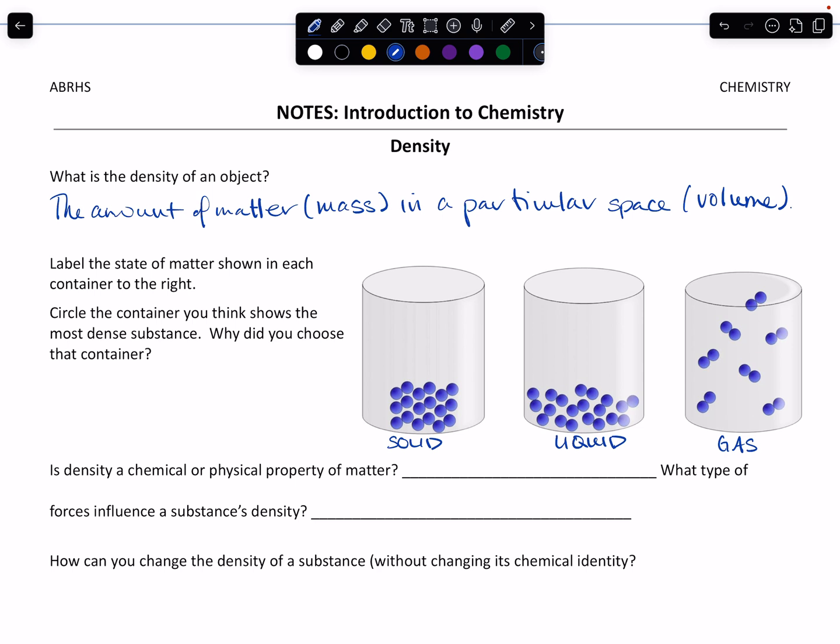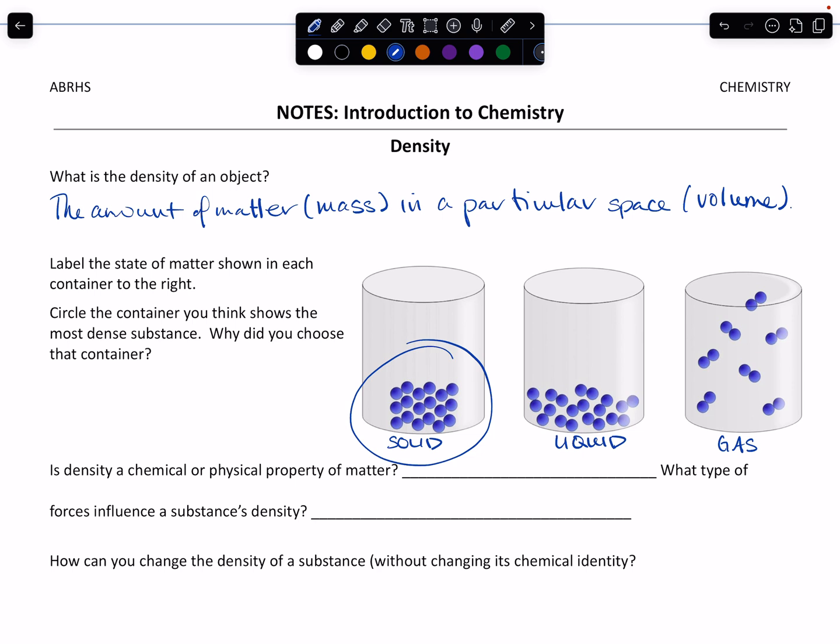Well, remember, the amount of matter in a particular space is what defines density. So the more matter that you have in a small space is going to be a more dense sample than having the same amount of matter but in a much larger space. All right, so our solid is going to be the most dense state of matter. Now, not always true. Water is one exception, but for the most part, if you have a chemical substance, its solid should be more dense than its liquid state, and its liquid state should be more dense than its gaseous state.